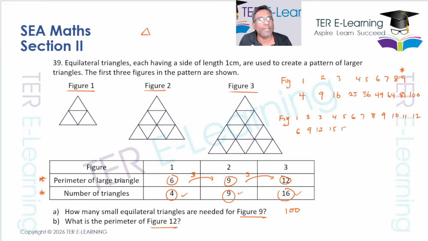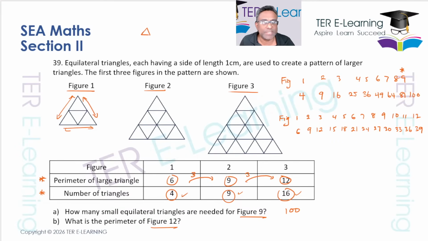15, then 18, that's 21, this is 24, this will be 27, this will be 30, this will be 33, this will be 36, and this here will be 39. So in terms of the perimeter, the perimeter is this here we're talking about. In that case, the answer there is going to be 39.